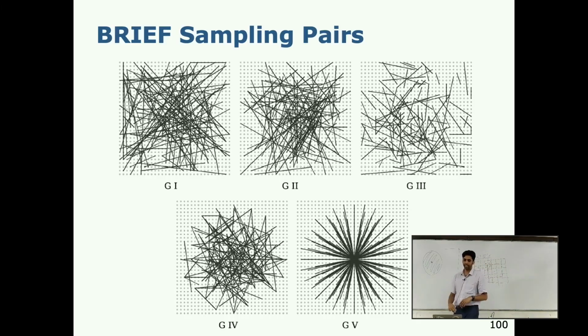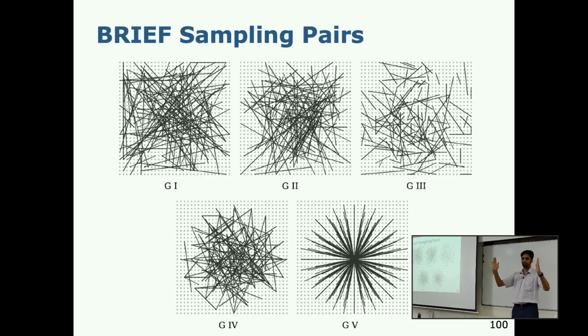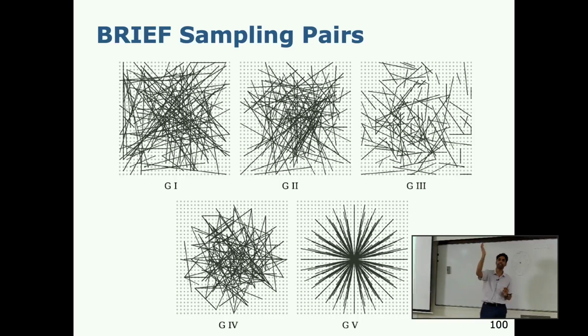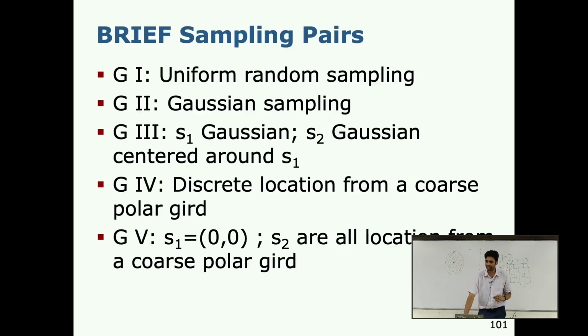These were the first 3 samplings, and the fourth one was done on a polar grid. You break up your space into angles, and then you sample at different radii and angles, so it's much more fixed, it's not random. And the final one is some kind of spiraling out scenario. So they tried all these different sampling pairs: uniform random first, then Gaussian, then this mixed Gaussian, and so on.